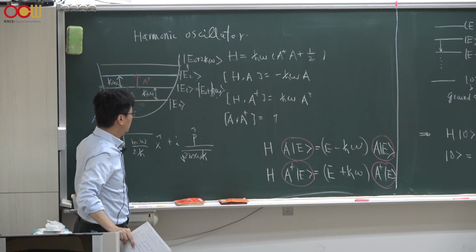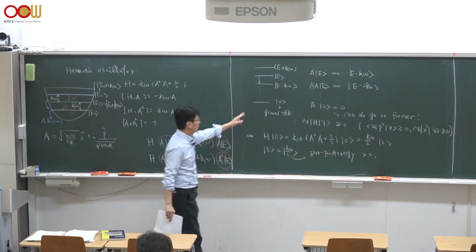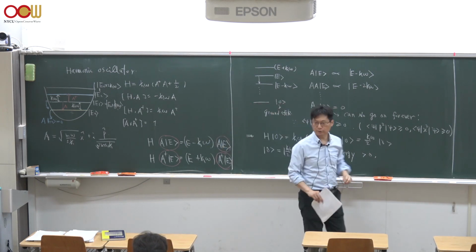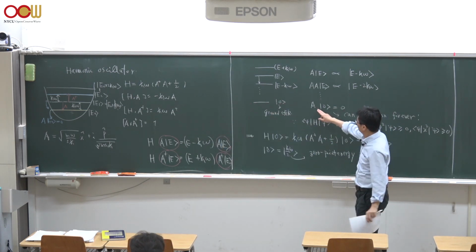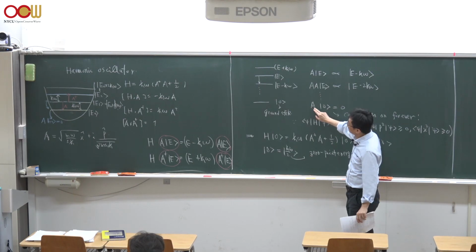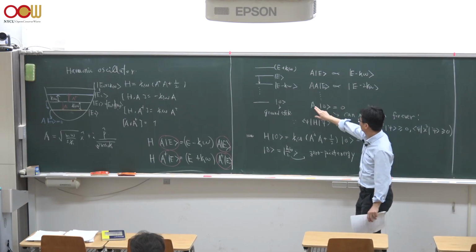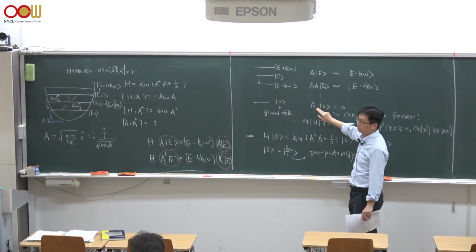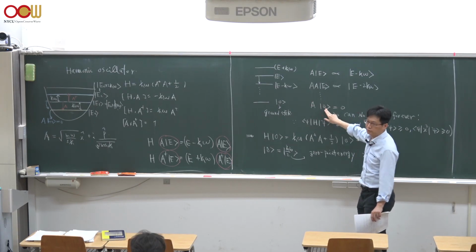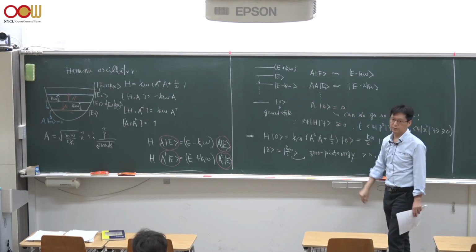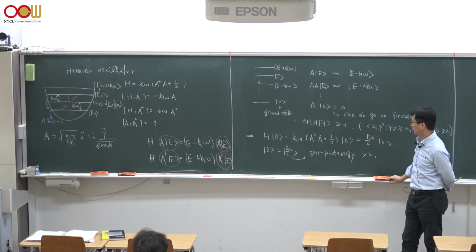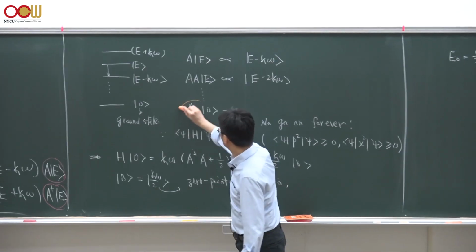In general we could take the elevator anywhere we like, but if we are at the ground floor and take the elevator down, there's no place that we can go, which means that when A acts on the ground state 0, this should vanish.